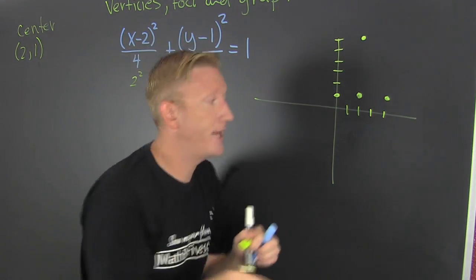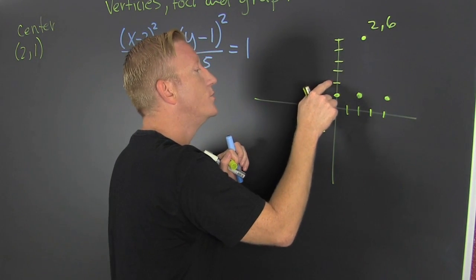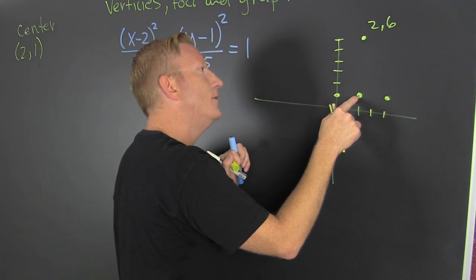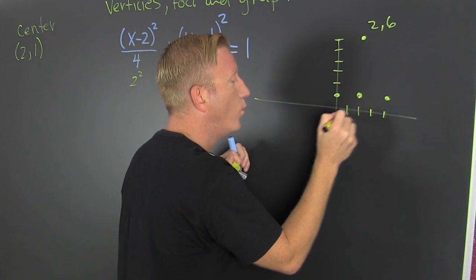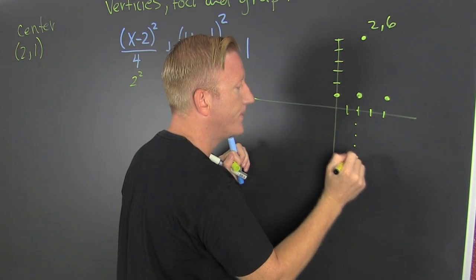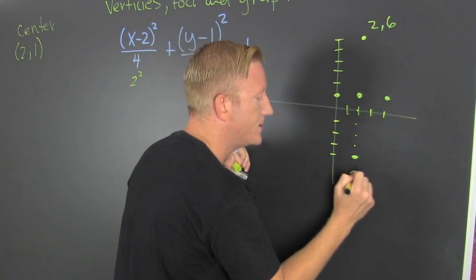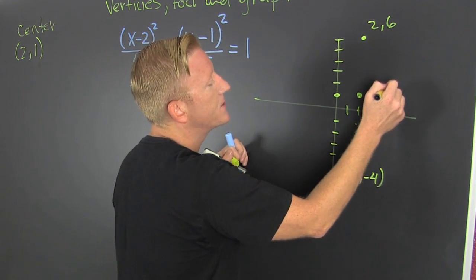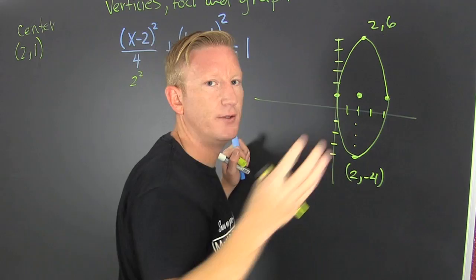It's the vertex, and we should label it. That's 2 and 6, I think. Let's see. 1, 2, 3, 4, 5, 6, because it's y, which is 1 plus 5. All right. And then from there, I go down 5. 1, 2, 3, 4, 5. Boom. And that's another dot down there. That dot, let's name it 2, negative 4. So now that we have the skeletal structure of our ellipse, we can draw it.